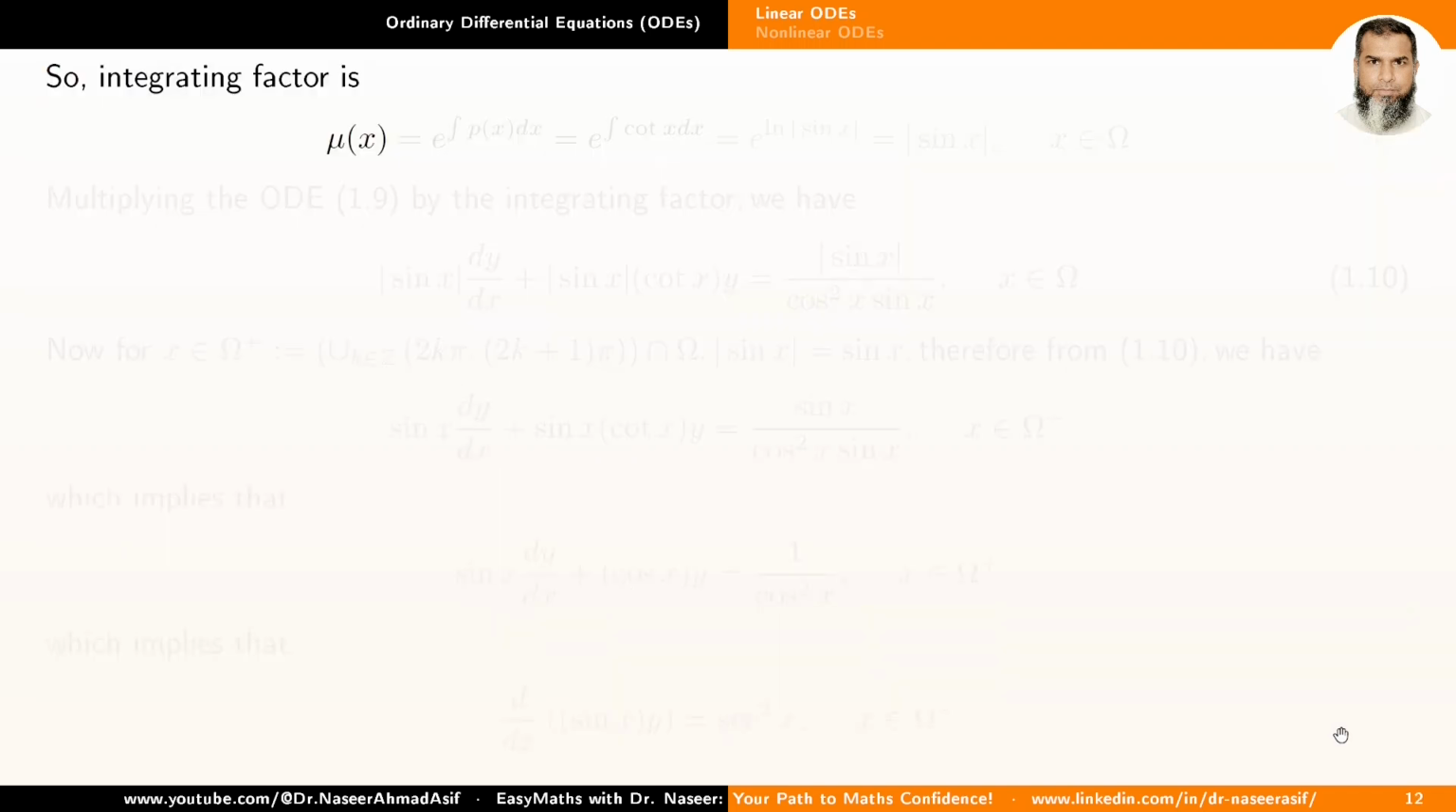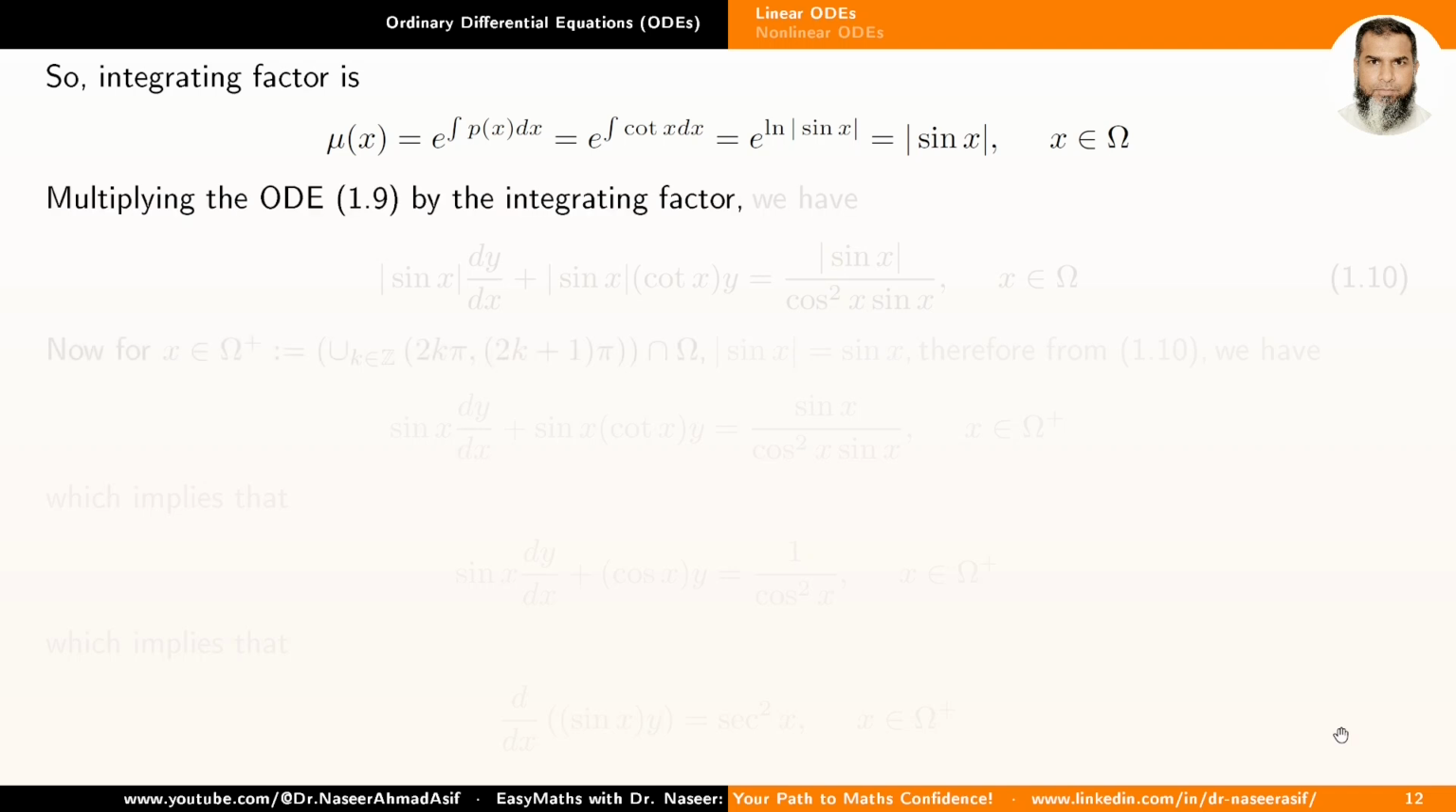Comparing the ODE 1.9 with the standard form, we have p(x) is equal to cot x, where x belongs to Ω. So the integrating factor is μ(x) is equal to exponential of integral of p(x) dx, which is equal to exponential of integral of cot x dx, which is equal to exponential of log |sin x|. So μ(x) is equal to |sin x|, where x belongs to Ω. Multiplying the ODE 1.9 by the integrating factor, we have |sin x| dy/dx plus |sin x| cot x into y is equal to |sin x| over cos²x sin x, where x belongs to Ω.